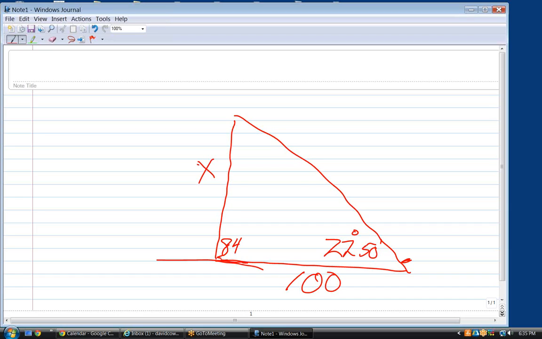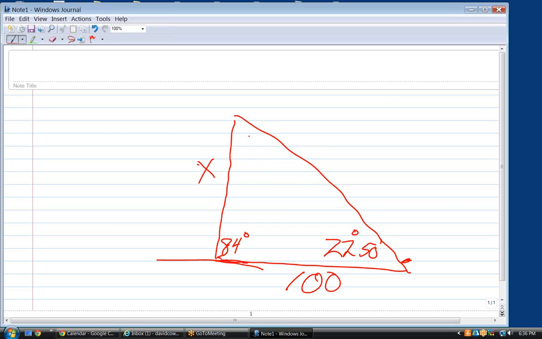Oh, gosh, I just realized this is not a right triangle. That's why we're using the law of sines. What's this angle right here? In order to use the law of sines, we have to establish a relationship between one side and one angle opposite it. Well, I know this angle, I know this angle, so I can figure out this angle. Then I'll have that relationship, because I'll know the side opposite that angle is 100.